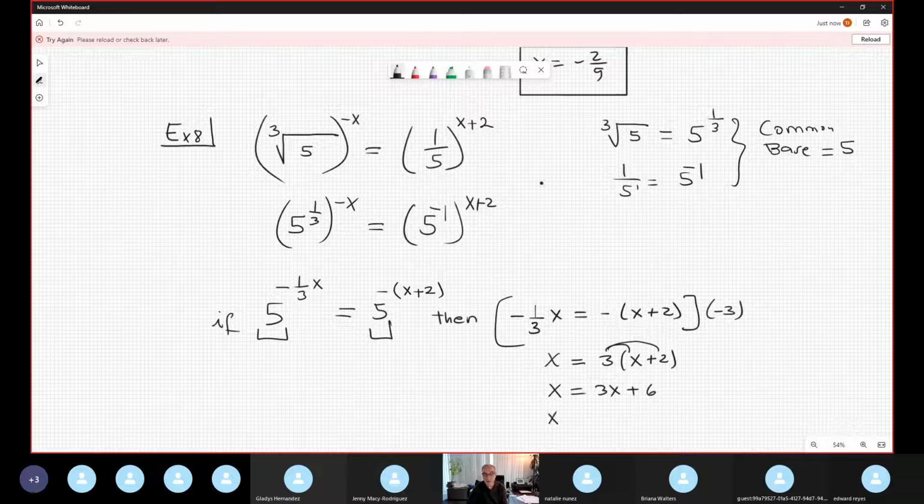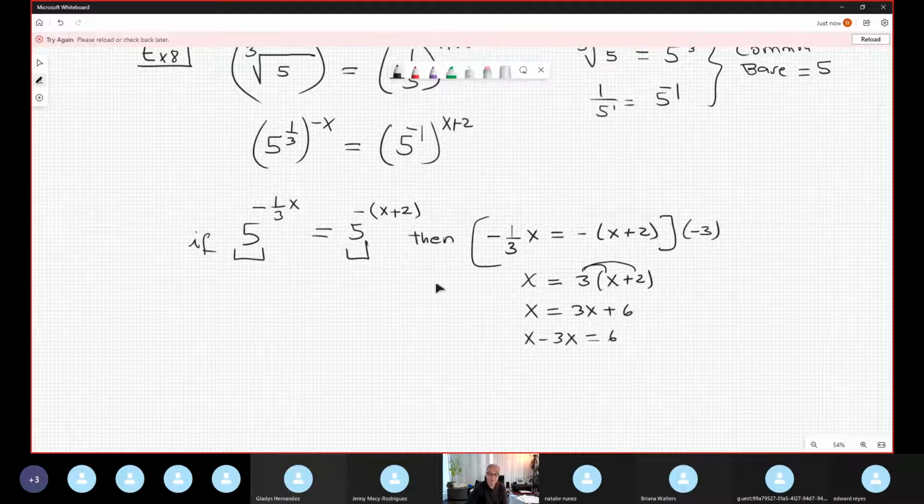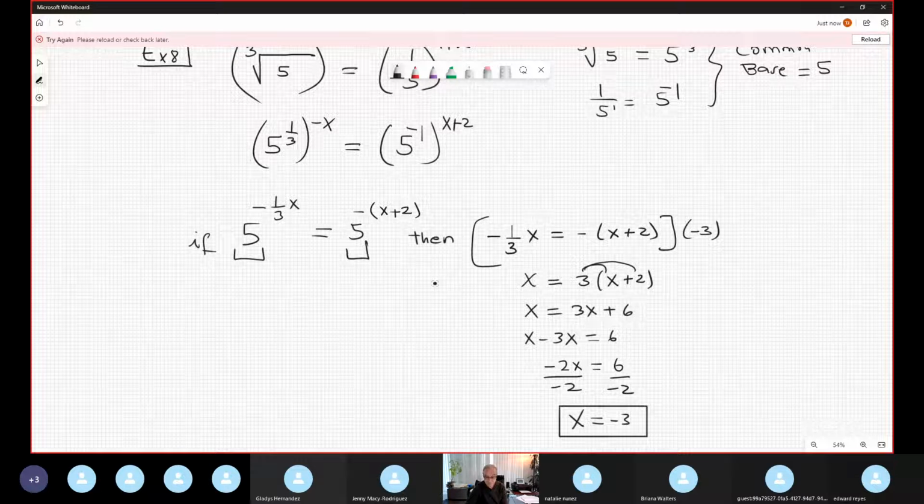Now finally, x minus 3x equals 6. x minus 3x is minus 2x equals 6, divided by -2 on both sides. x is equal to minus 3. Okay, let me see. Yeah, it is. I checked it on my piece of paper. Okay, no problem.